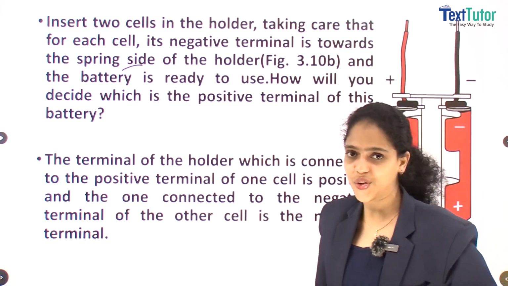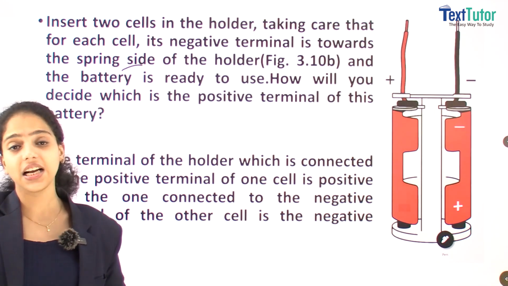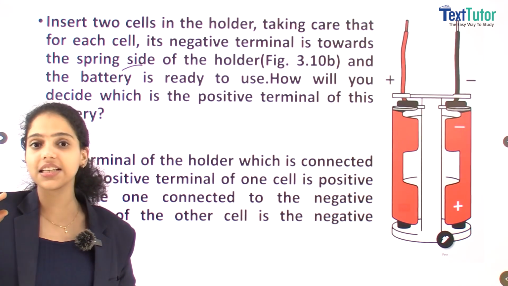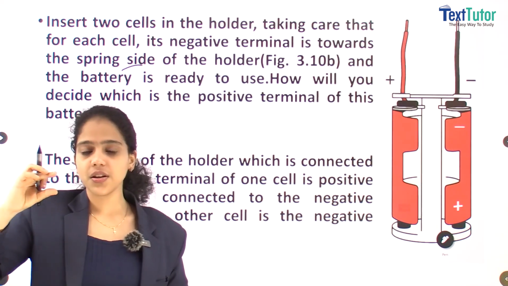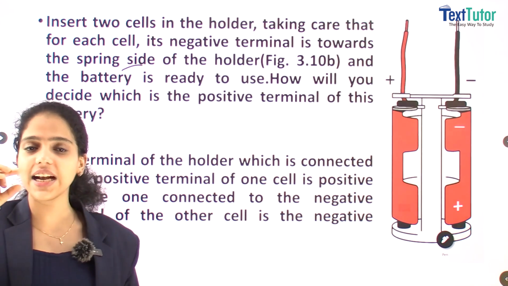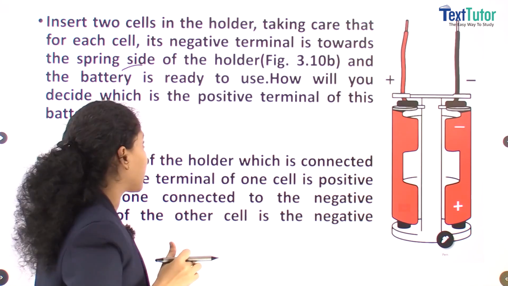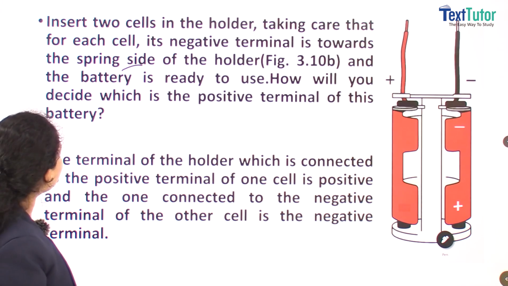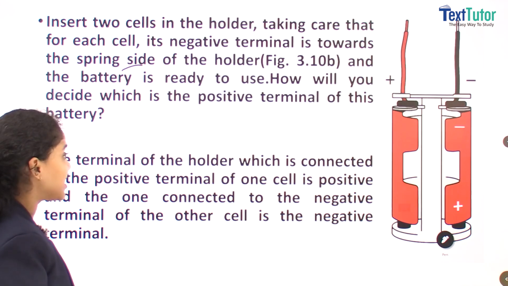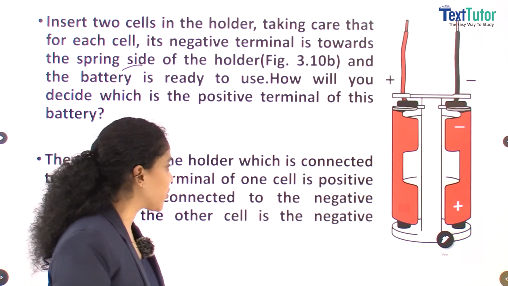While placing an electric cell in the cell holder, we must notice that the negative side should be placed on the spring side. In the spring side we must place the negative terminal of the electric cell. So the battery is ready to use. How will you decide which is the positive terminal of this battery?